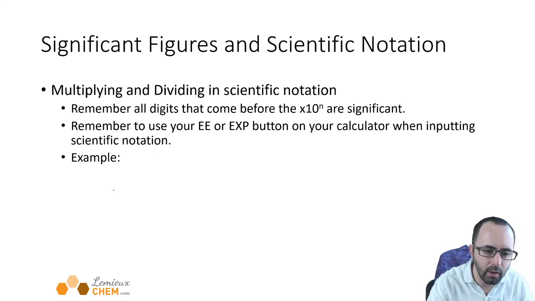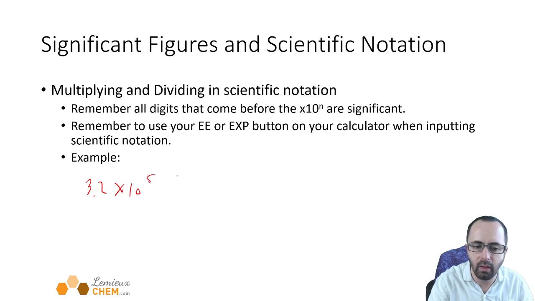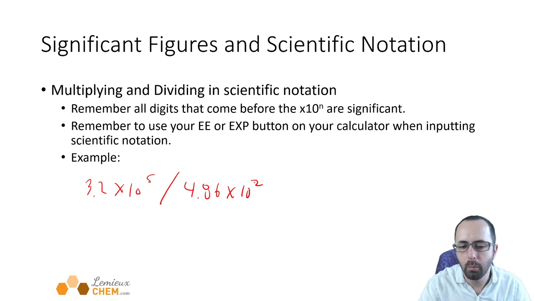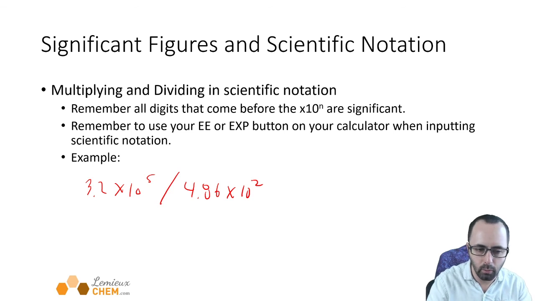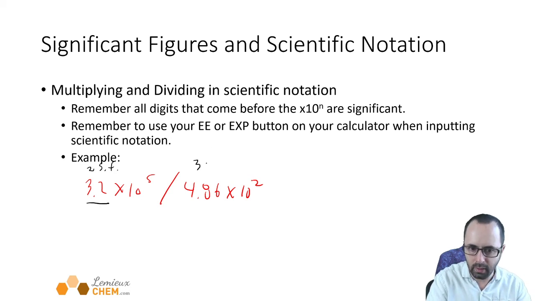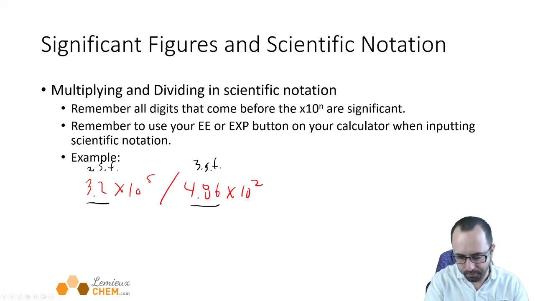So let's say we are asked to divide 3.2 times 10 to the 5th by 4.86 times 10 to the 2nd power. So we're probably going to want to put this in our calculator. But before we do, we should think about how many sig figs we have. We have 2 sig figs here, the 3 and the 2. We have 3 sig figs here, the 4, the 8, and the 6.